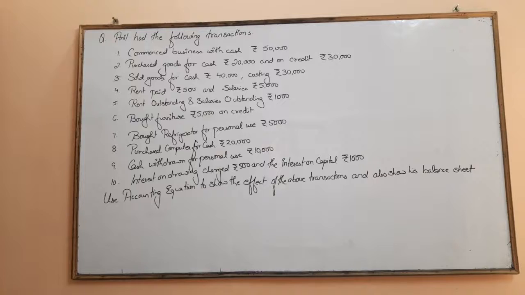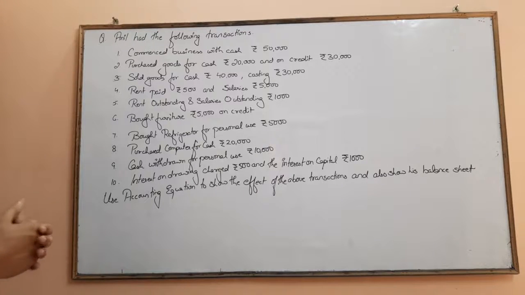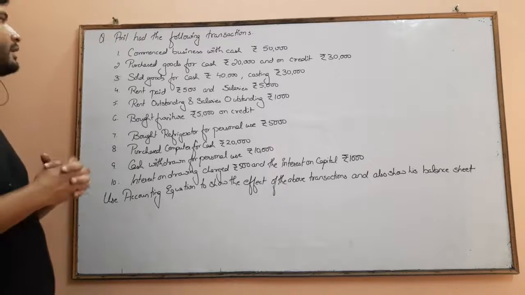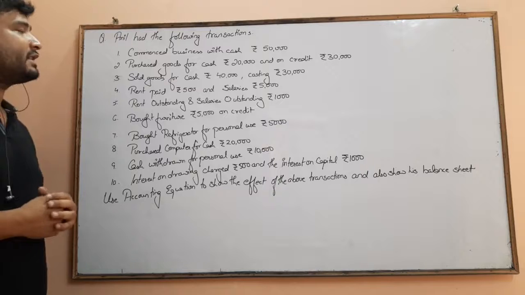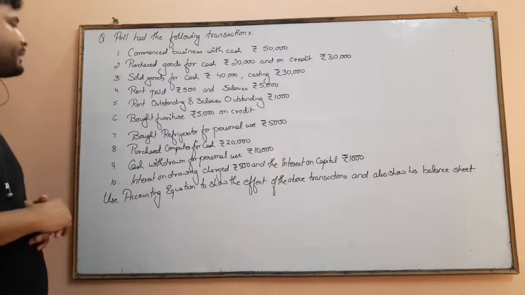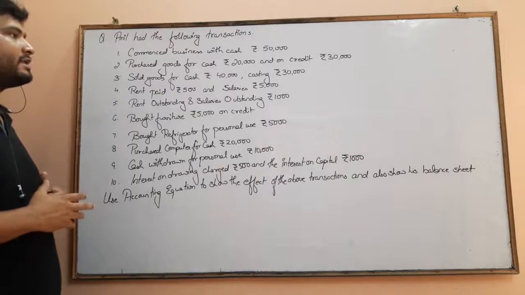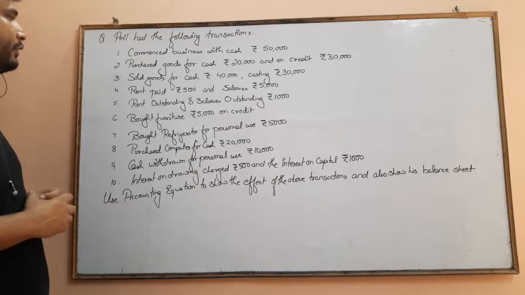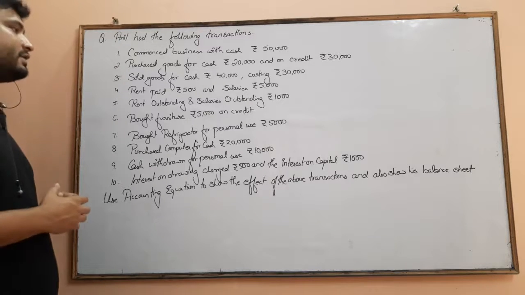Okay. Now let us do one more question. Anil had the following transactions. Point number 1, commenced business with cash rupees 50,000. Point number 2, purchased goods for cash rupees 20,000 and on credit rupees 30,000. Point number 3, sold goods for cash rupees 40,000, costing rupees 30,000. Point number 4, rent paid rupees 500 and salaries rupees 5,000.